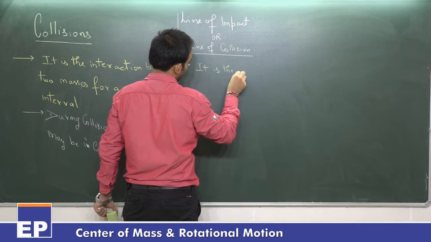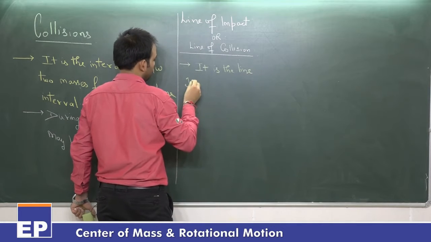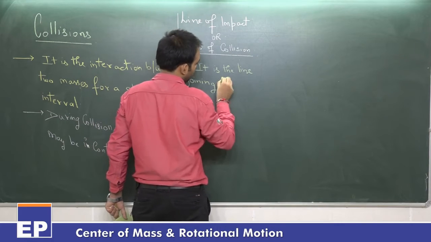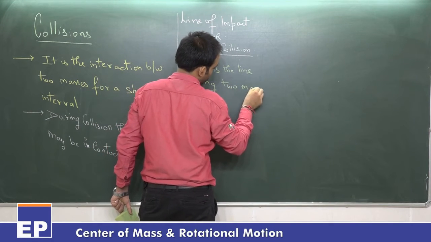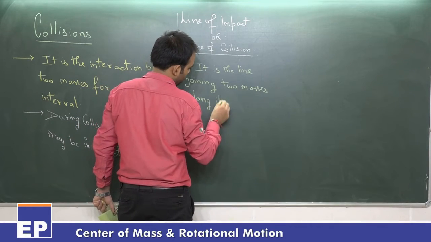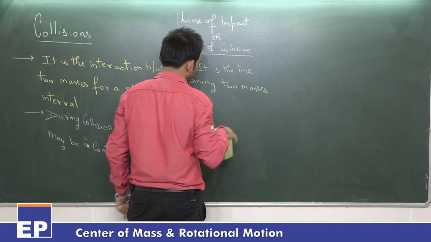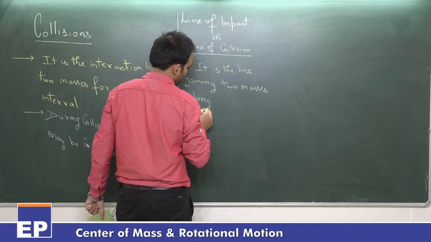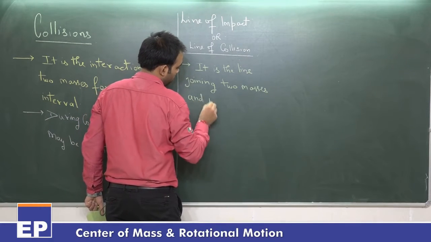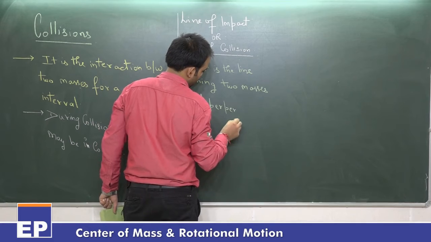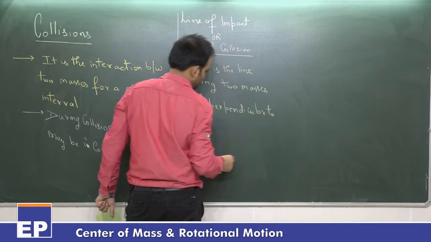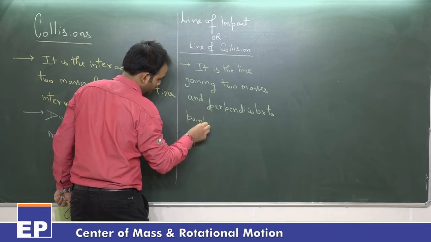It is a line joining two masses and perpendicular to point of contact.